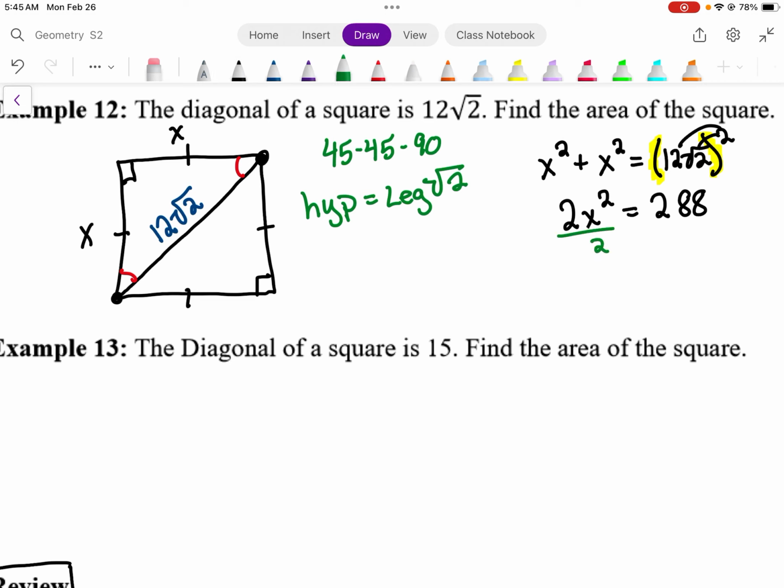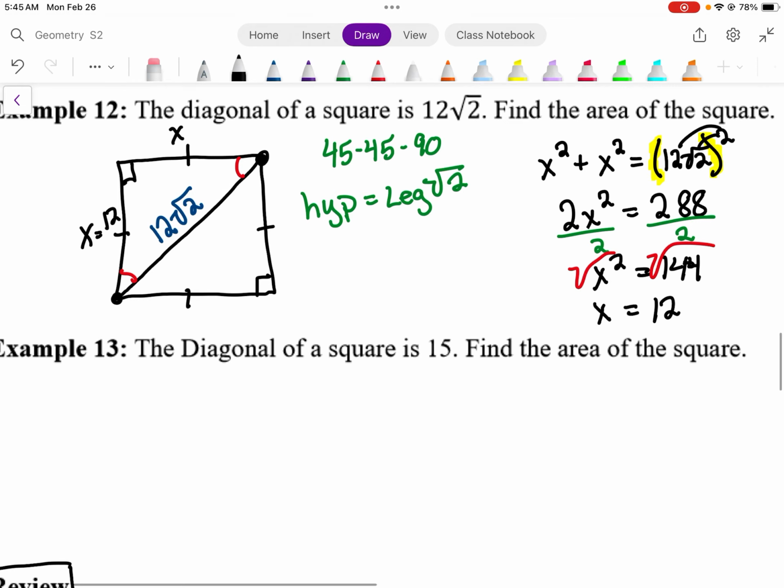And our goal is to get x by itself, so we can divide by 2. Now it would give us x squared equals 144. And then we would take the square root of both sides. And that would give us our side length of 12.